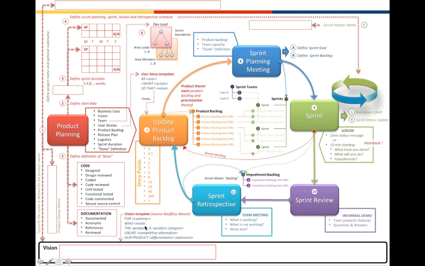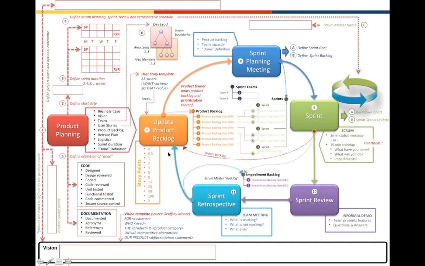What you see down here was developed by Jeffrey Moore, a very cool vision template. I'm not going to go into the details of that, but vision, business case, team, user stories, product backlog, release plan, logistics, sprint duration, definition of done. All these things are a part of product planning. We take all these things together, and it results in this product backlog.